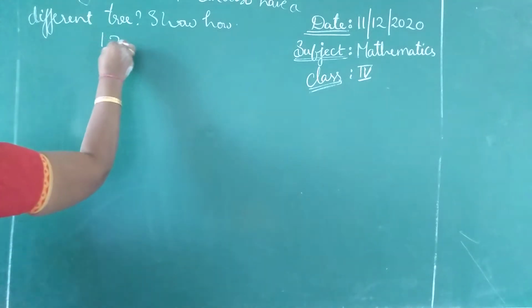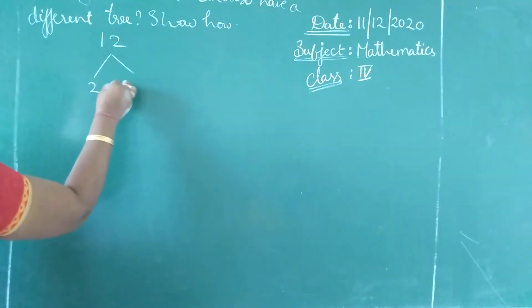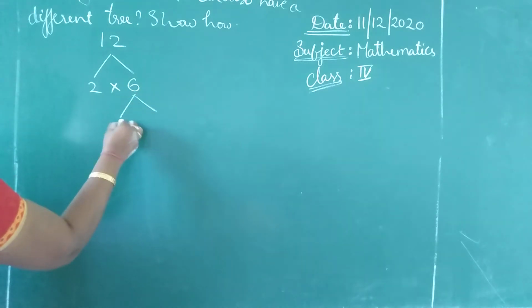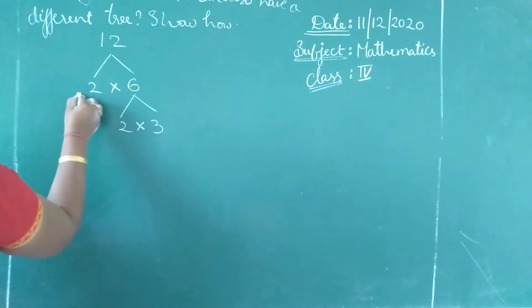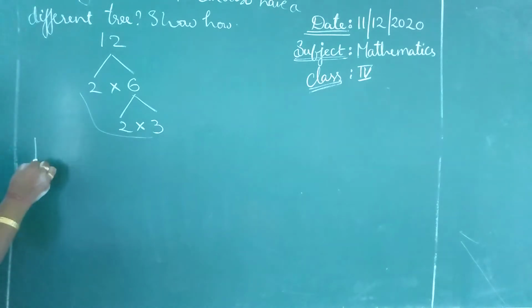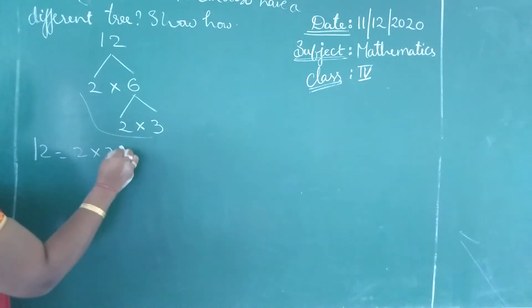12 can be written as 2 into 6. 6 can be written as 2 into 3. First you have to write the order like this. So 12 equals 2 into 2 into 3.